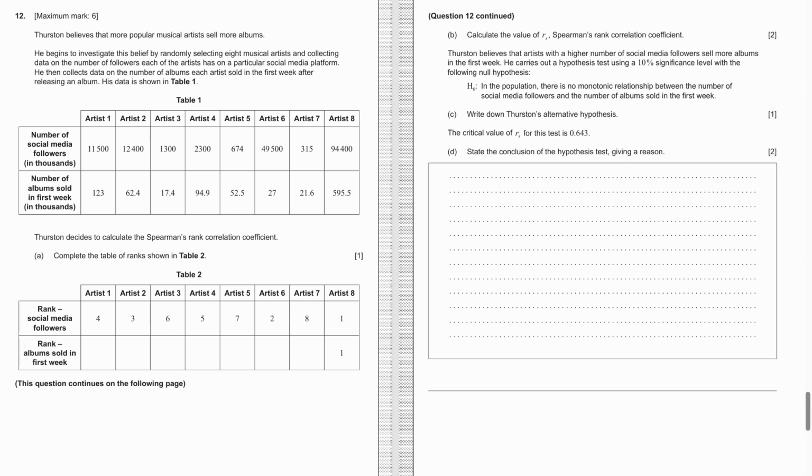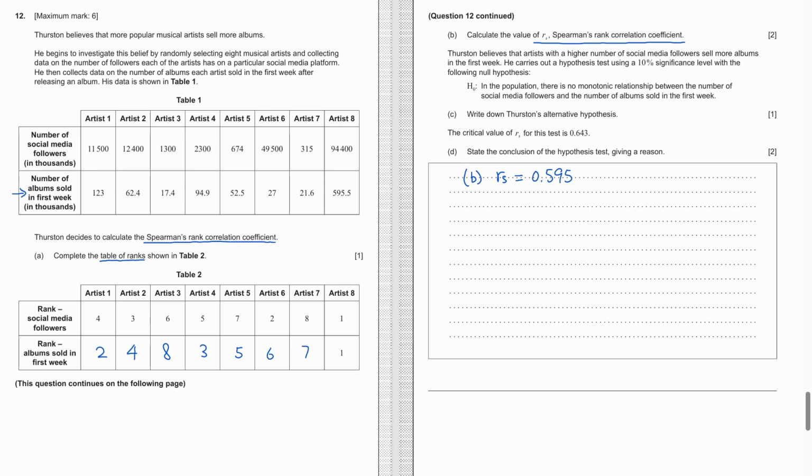Question 12. We have two sets of data, and we want to find the Spearman's rank correlation coefficient. First, we complete the table of ranks below. To do this, we arrange the data in the second set in order, from the highest score to the lowest, and assign the ranks accordingly. Once the ranking is complete, we calculate RS by inputting the data into the calculator.